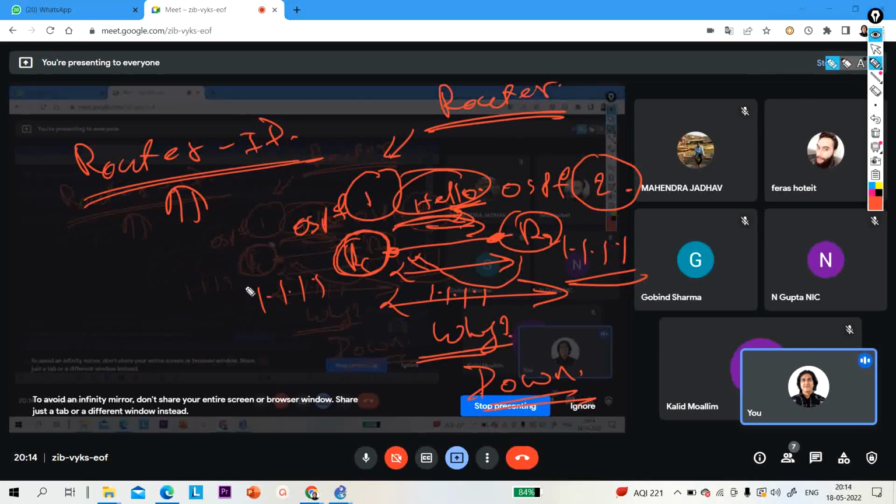Okay. Now if I configure 2.2.2.2 over here, and 1.1.1.1 over here, and neighborship is stuck in init state, what can be the reason? Now my neighborship is stuck in init state. What can be the reason? I am giving you 2 minutes.